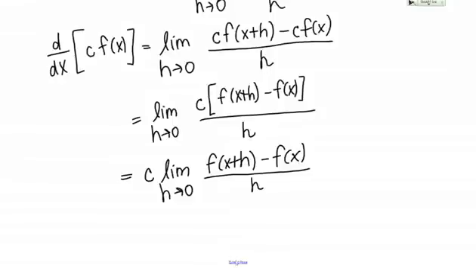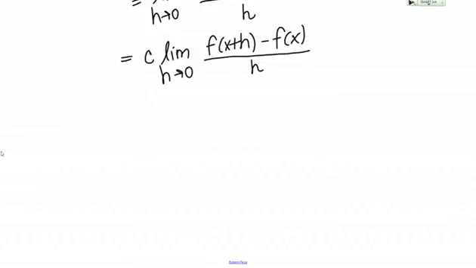Okay, but what is this? So we have c times this whole quantity here, but what is the quantity in parentheses? The quantity in parentheses is just the definition of the derivative of f of x. So really I could also write this as c f prime of x.